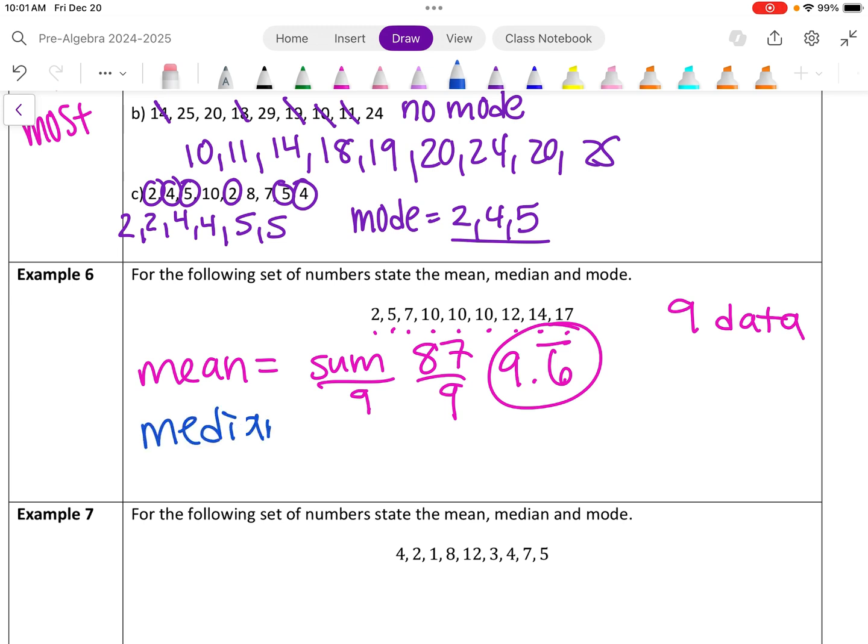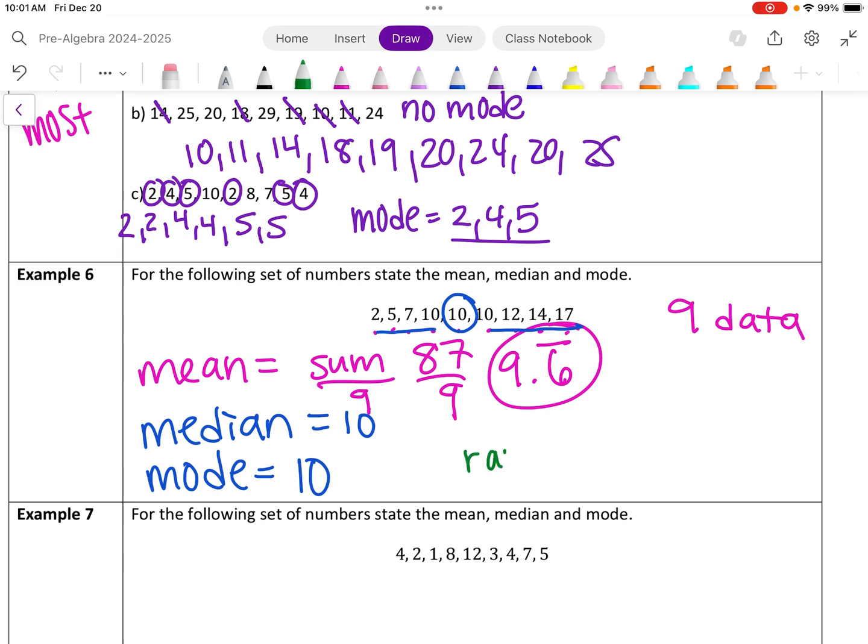Our median is our middle. So if there's an odd number, you're going to go 4 in, find the exact middle, which is 10. Notice those are kind of the same number, 9.6 and 10. They're close. Now we're going to do our mode, which is the one that appears the most. We have 3 10s, so 10 is our mode. Notice all 3 are very close to 10.